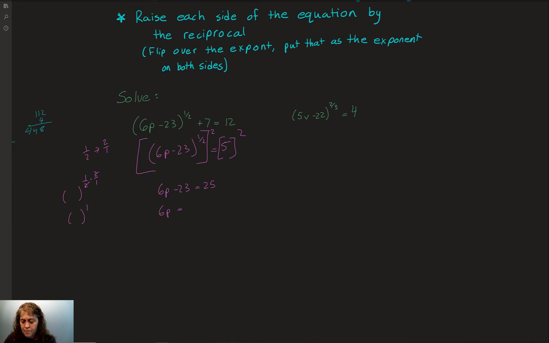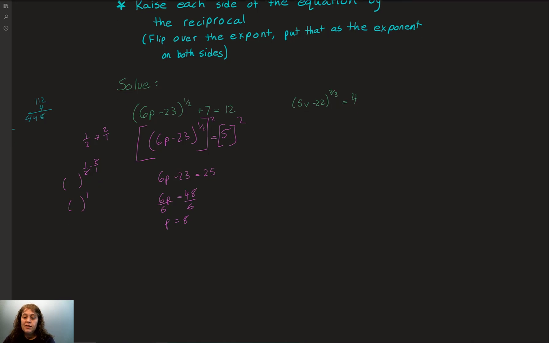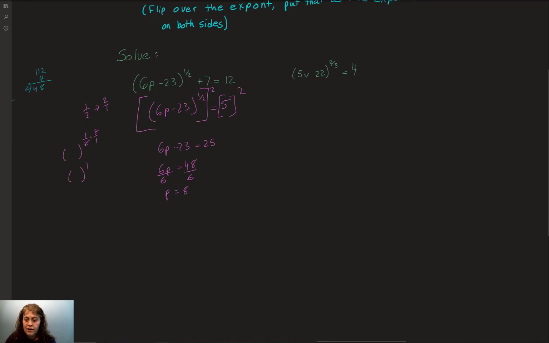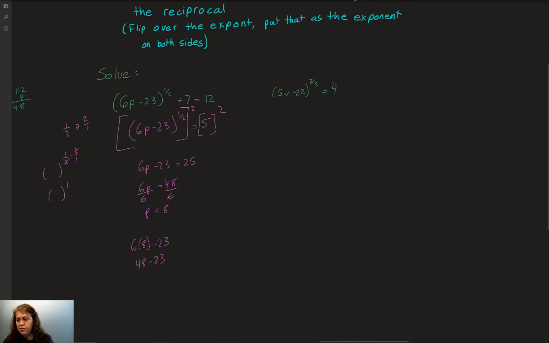6p equals 48. Divide both sides by 6. P is equal to 8. Still worth checking your answer. I want to make sure that I'm not putting a negative number inside of a root. 48 minus 23 will be a positive number so we can move on with life.